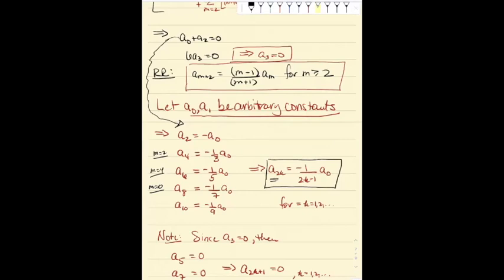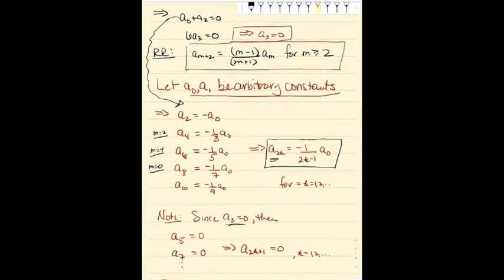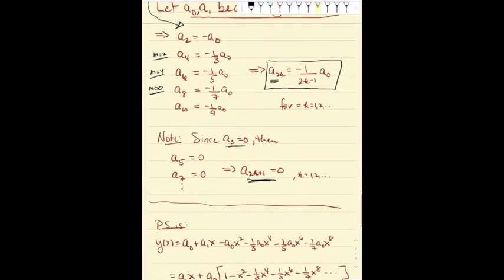And now with the odd coefficients, I really just need to go back and think about the fact that A3 was 0. And once I get A3 equal to 0, as you see here, go up here to this recurrence relation. That tells me A5 and A7 and all the others are going to be 0, because they're all dependent on A3. Okay, so this is all the odd coefficients. I have all the even coefficients. Let's put it all together now.